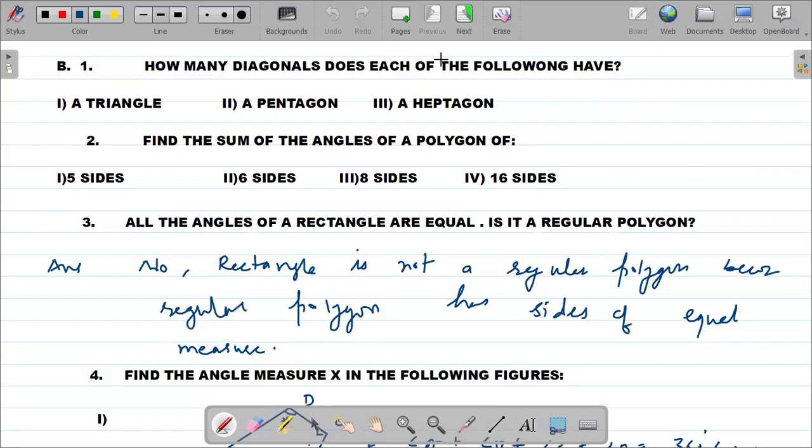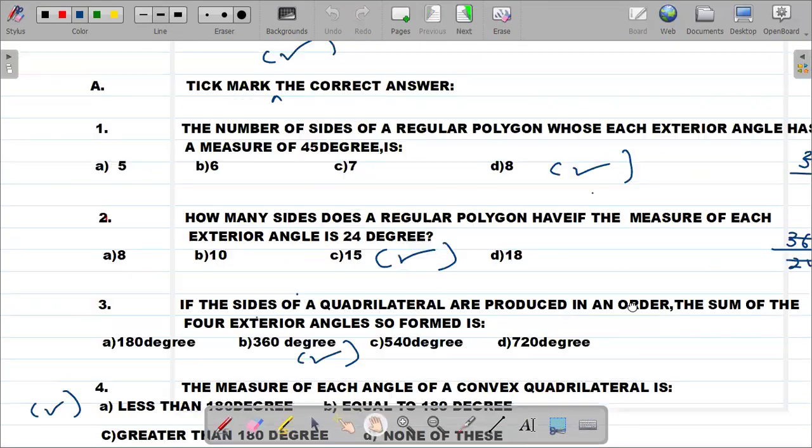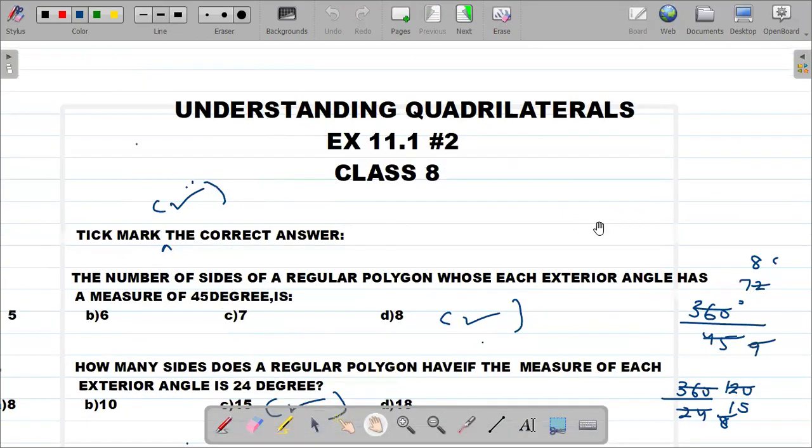question number 1 to 6. So in our upcoming videos, I'll be solving more of the questions of understanding quadrilaterals of class 8, Goyal Brothers Prakashan, exploring mathematics.